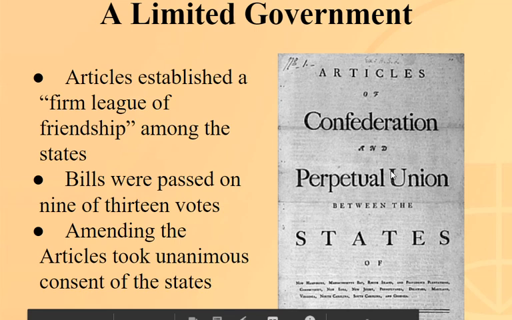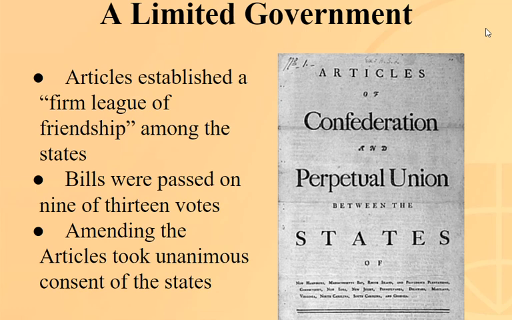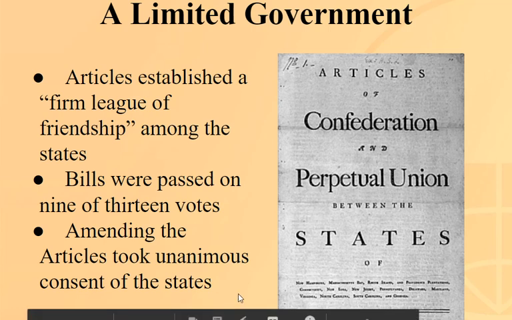So the Articles established a firm legal friendship among the states, meaning that they all agreed to get along with one another. Bills were passed on 9 of 13 votes, meaning you needed 9 out of the 13 colonies to agree on something. But amending or changing the Articles of Confederation would take a unanimous vote, meaning all 13 colonies had to decide on it.